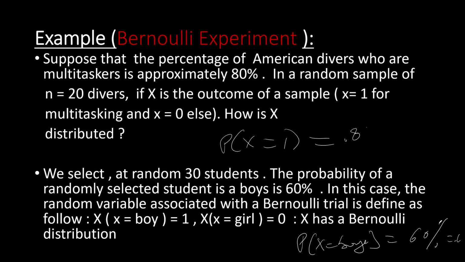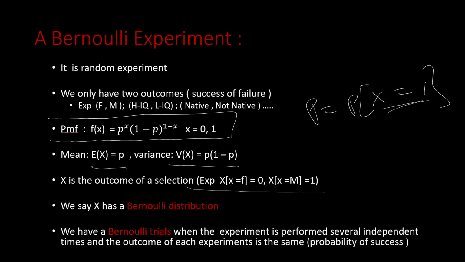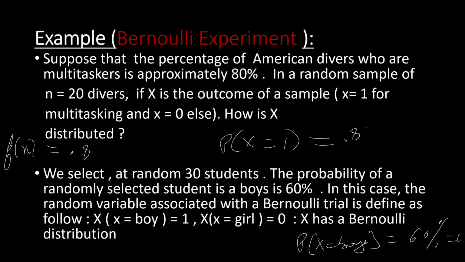And again, this is a Bernoulli experiment. That means you can basically write a probability mass function of this expression. So f of x in this case is going to be p to the x, and then 1 minus p to the 1 minus x, with x taking the value 0 or 1. So that's the probability mass function of that.